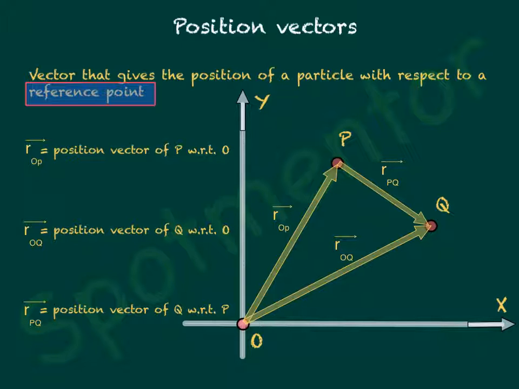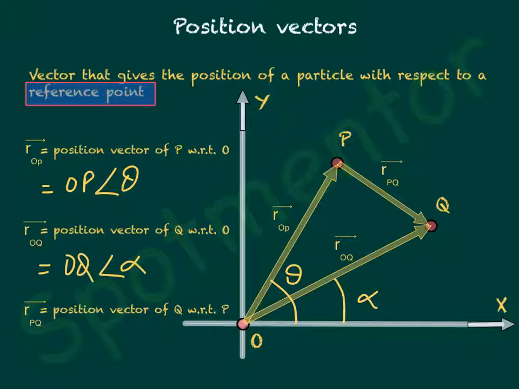Now how will we represent these vectors mathematically? The position vector of P with respect to O has magnitude OP, and the angle made with the horizontal is assumed to be theta as shown in the diagram. Similarly, the position vector of Q with respect to O has magnitude OQ, and the angle made with the positive direction of the x-axis is assumed to be alpha. Now, the position vector of Q with respect to P has magnitude PQ, and the angle made by this vector with the horizontal is assumed to be beta.